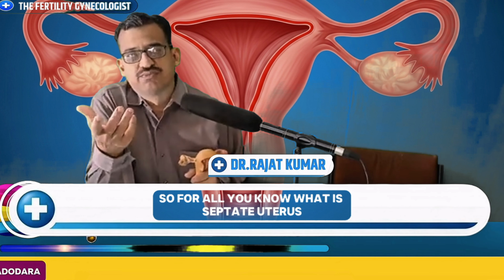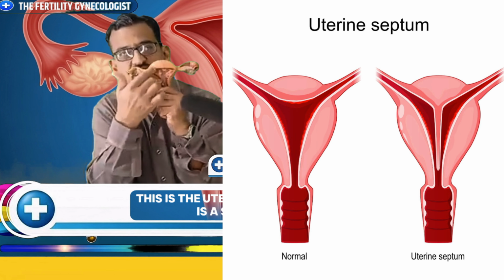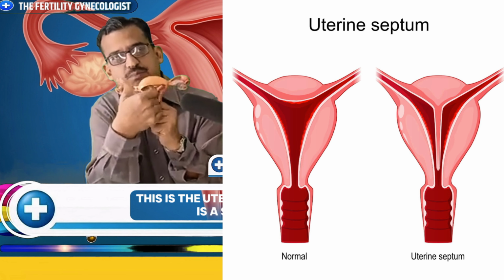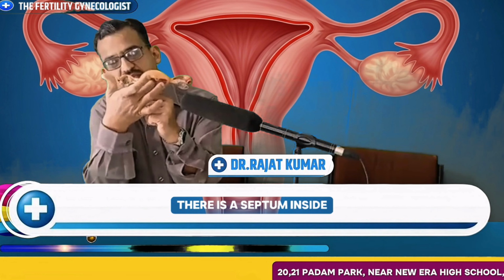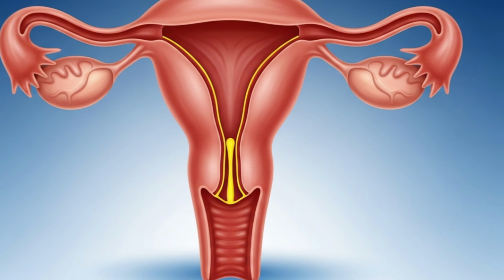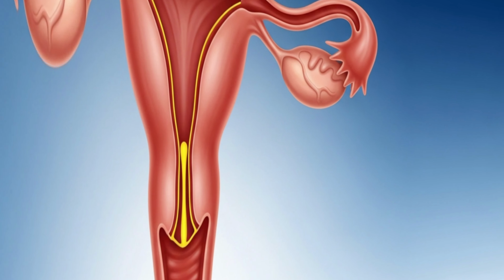So for all you know, what is septate uterus? It is like a curtain inside the uterus. This is the uterine cavity and there is a septum inside. Septum in layman language we call it a curtain. In Hindi we call it parda. There is a septum inside and it is a congenital condition. It is a benign condition and it is one of the very common conditions.